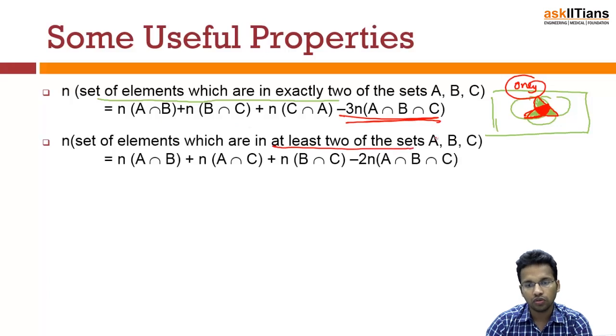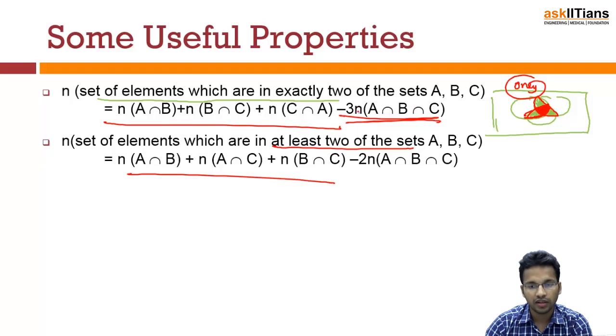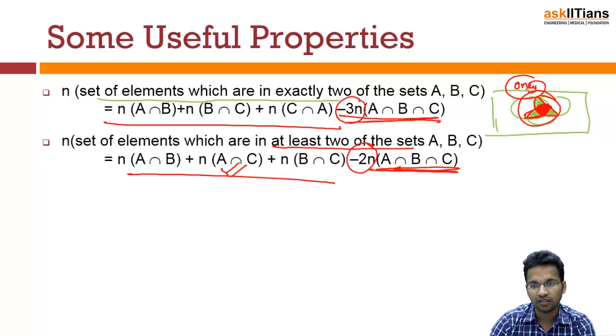Now at least 2 is done for 3 times, this is the same. The only difference will be here. Why? Now we want to include it one time. It was included 3 times in the original addition, so if we subtract it 2 times, it will be at least 2. Basically this will also get included.